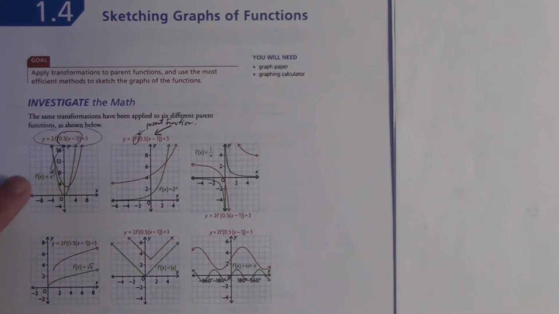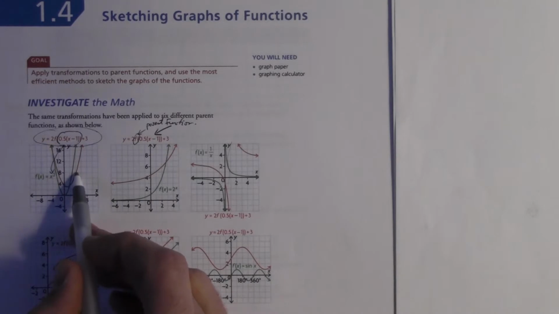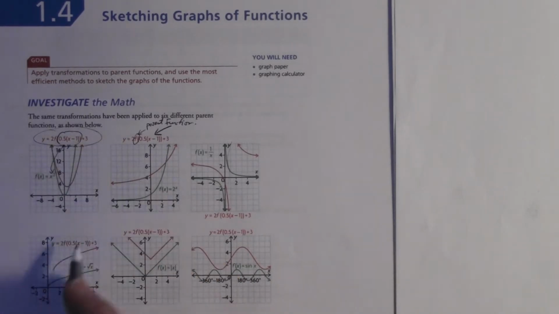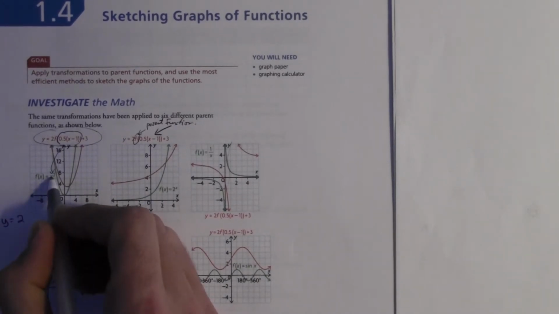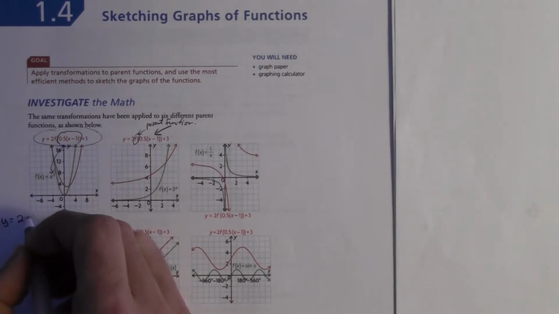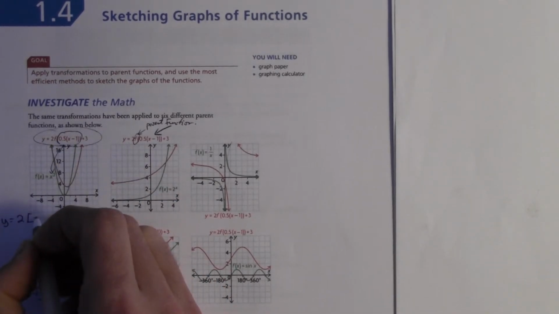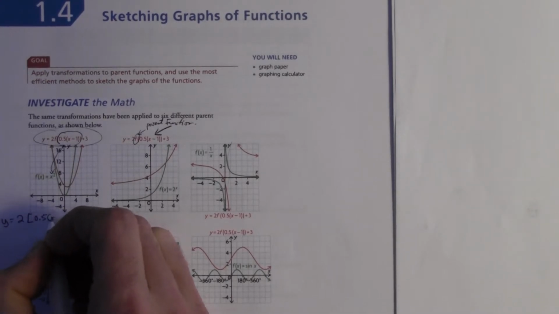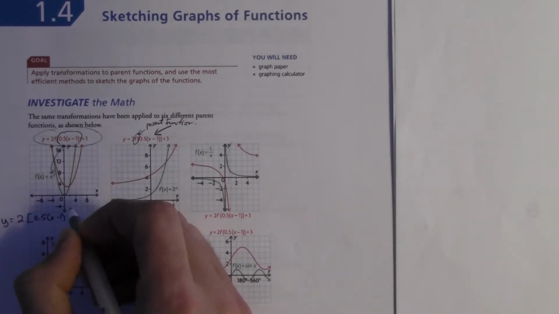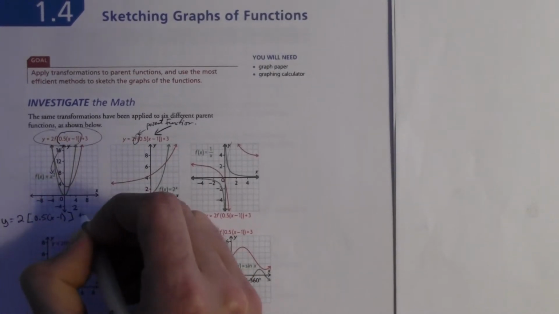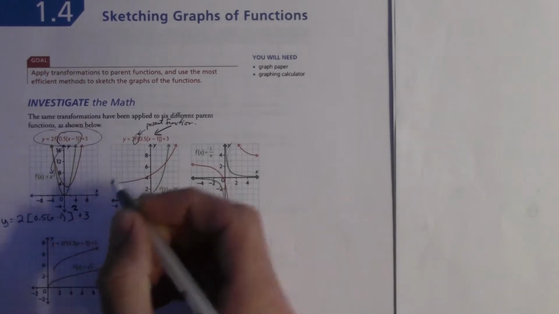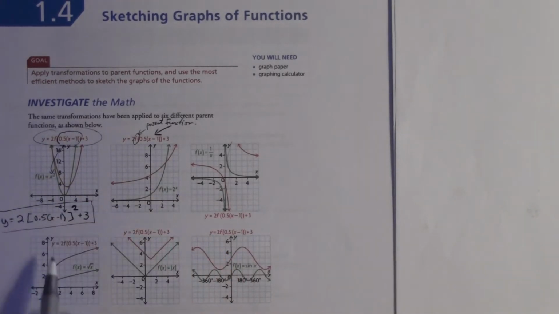So the actual equation for this graph in red wouldn't be this 2f of 0.5 x minus 1 plus 3. It would be this. So y is equal to 2, and now you're going to sub in everything in brackets for x. So you put in big brackets here, 0.5 x minus 1 close bracket, all squared, plus 3.